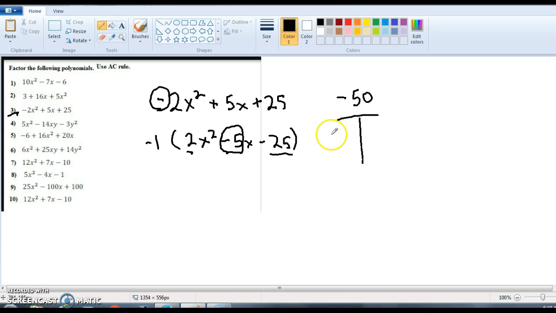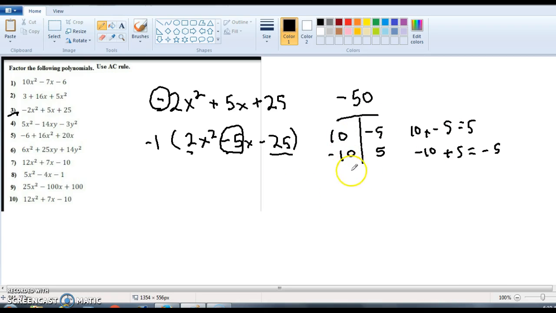So I could try, say, 10 and -5. That certainly multiplies to be -50, but when I add those, I get +5. So that's not quite what I wanted. I want -5. Well, that's easy to fix. I can just switch which one's negative. And now when I add -10 plus 5, I get -5 like I want.